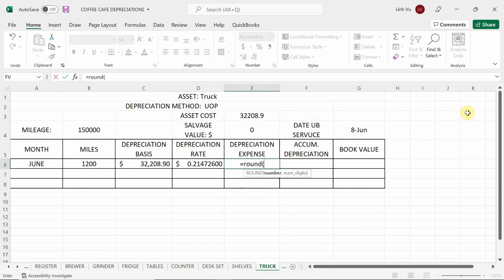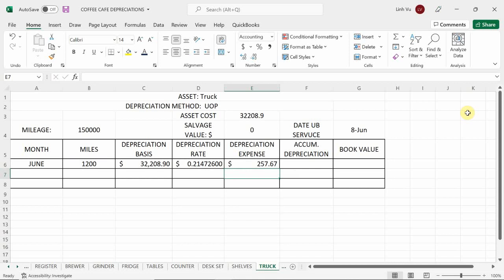So that means I need to calculate how much it's going to cost me per item. So in this case, if I drove a total of 1,200 miles, at a cost of 21,472.6, how much is it going to cost me to depreciate? How much did I use up so far? In this case, when I hit that total, it's going to give me $257.67.